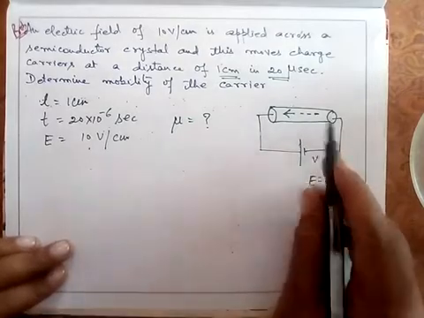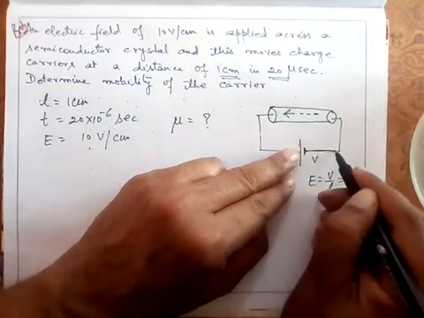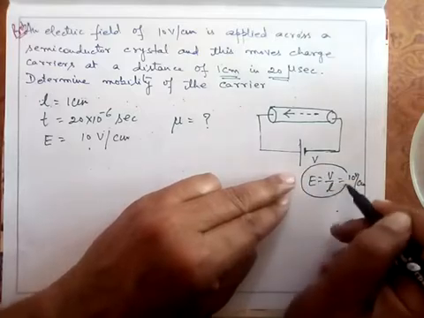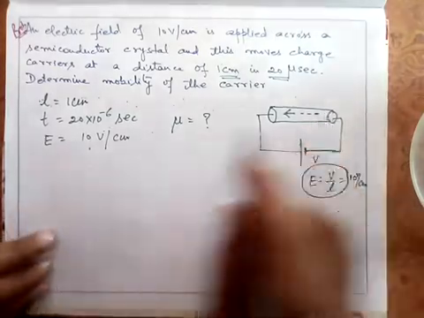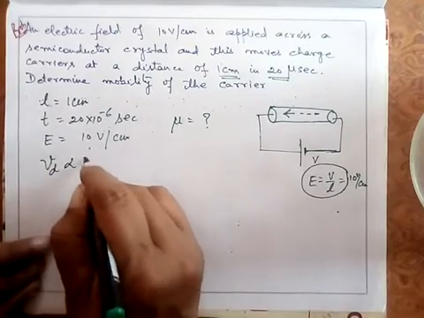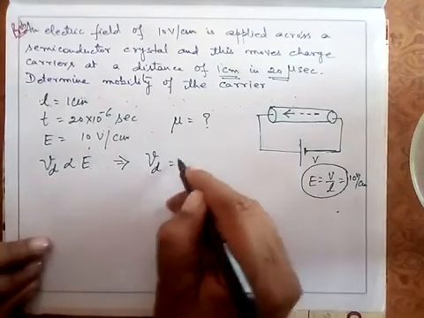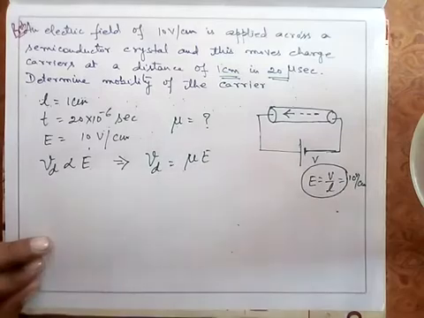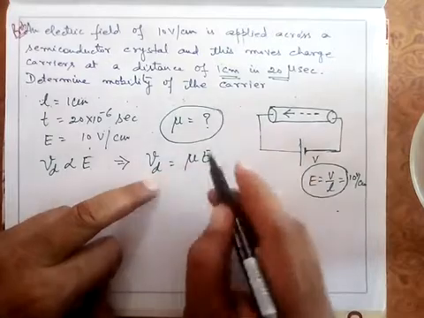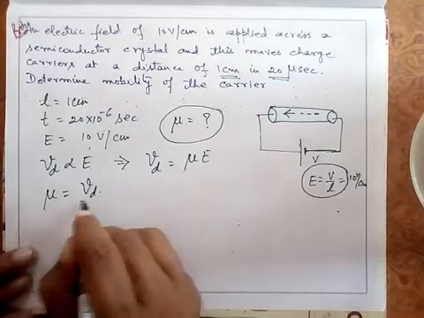Now, if you remember, I told you that on the application, just look at the theory, even if you don't remember the formula. In the theory, I told you that by the application of an electric field, these electrons drift with a particular velocity, called drift velocity, which is directly proportional to the applied electric field. And I said that Vd is equal to mu E, and I have to find this mobility. So from here, mu is equal to Vd, the drift velocity, upon E.